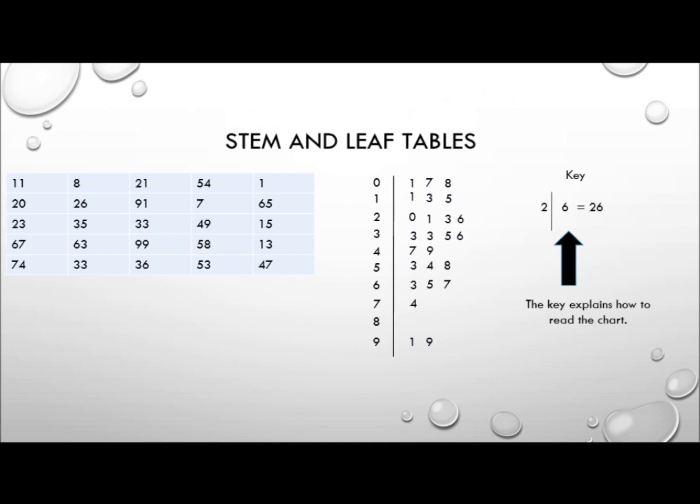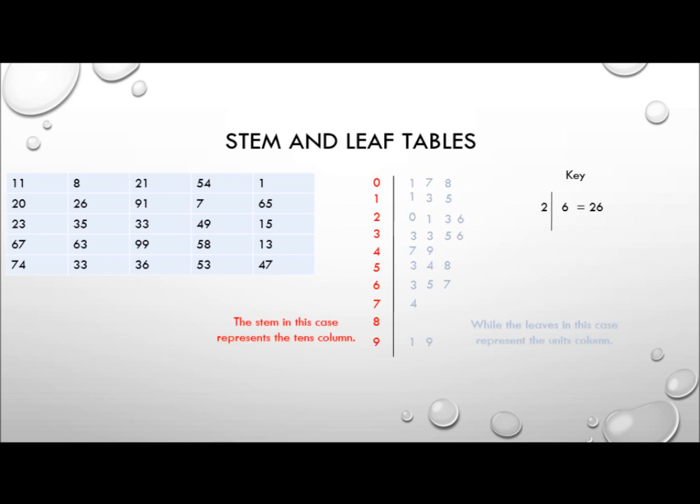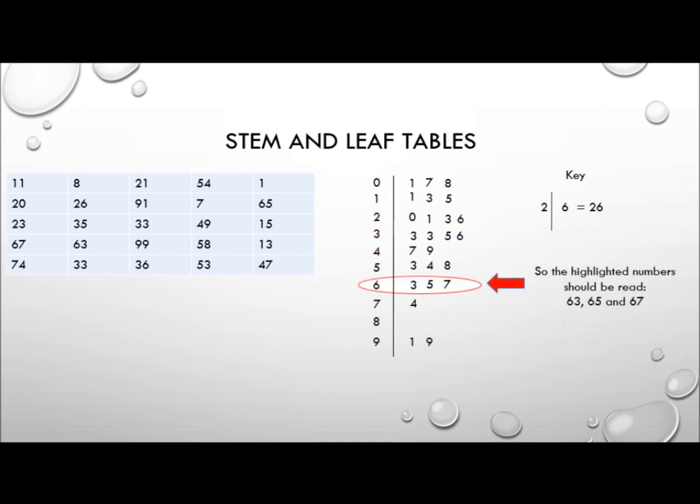And the key explains how to read the chart. So in this particular chart, the stem will represent the tens column and the leaves will represent the units column. Generally, the leaves represent the rightmost digit of your number and the stem represents everything else. So in this particular table, the highlighted numbers will be read as 63, 65 and 67.